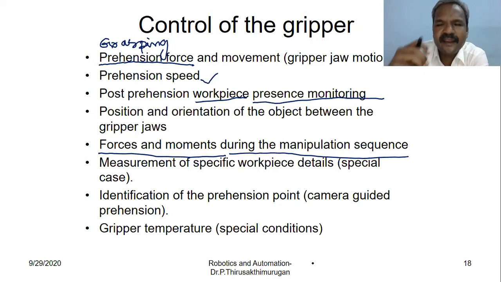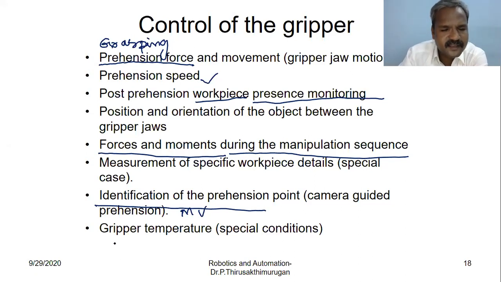So this control system is called camera guided or machine vision guided. Machine vision guided is helpful for identification of the prehension point, where should be the pickup point.